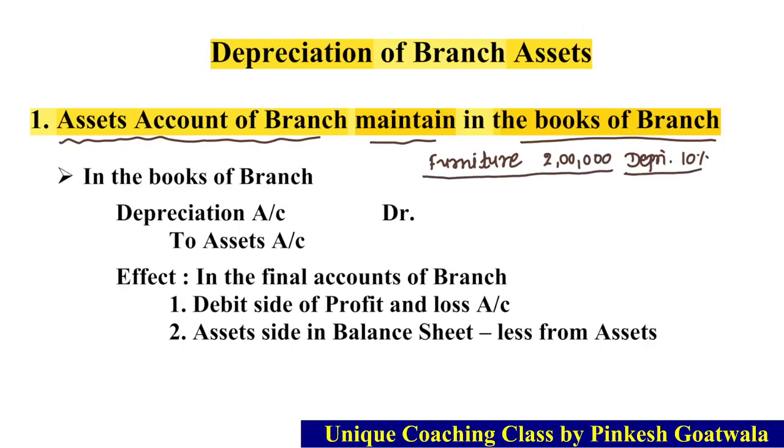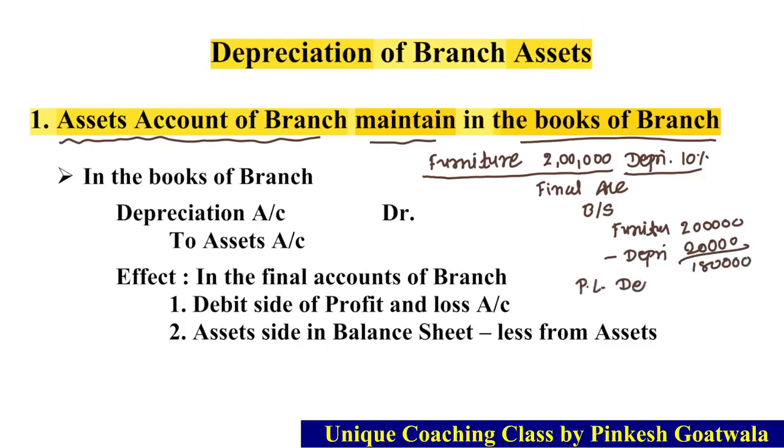At the end of the year, when he prepares his final accounts, જ્યારે પોતાના final account prepare કરશે, we need to know what will be the effect of this depreciation. So first of all, he gives entry on the balance sheet, on asset side, furniture 2 lakh, less depreciation 10%, so remaining 180. And second effect, he gives P&L debit side, P&L માં debit side effect આપશે, that is depreciation 20,000. So we all know this effect.